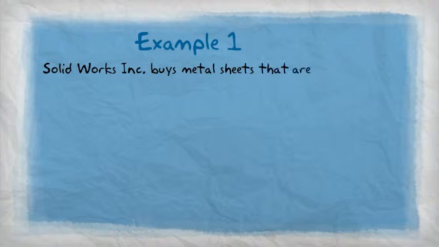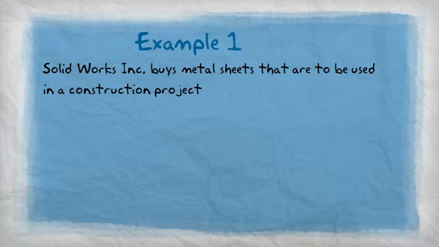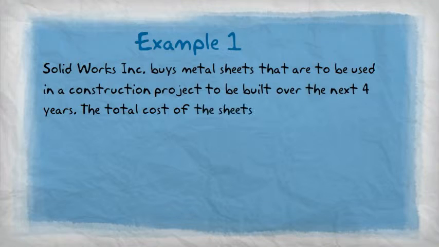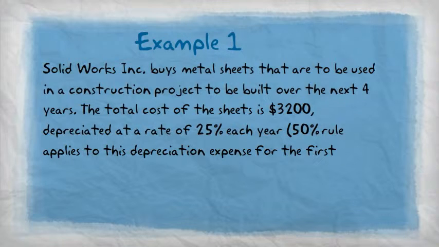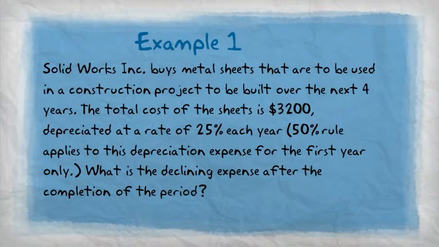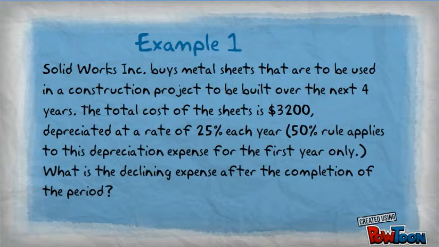Example 1. SolidWorks Inclusive buys metal sheets that are to be used in a construction project to be built over the next 4 years. The total cost of the sheets is $3,200, depreciated at a rate of 25% each year. Remember that you have to use the 50% rule, and it applies to example 1. Calculate the depreciation expense after the completion of the period.